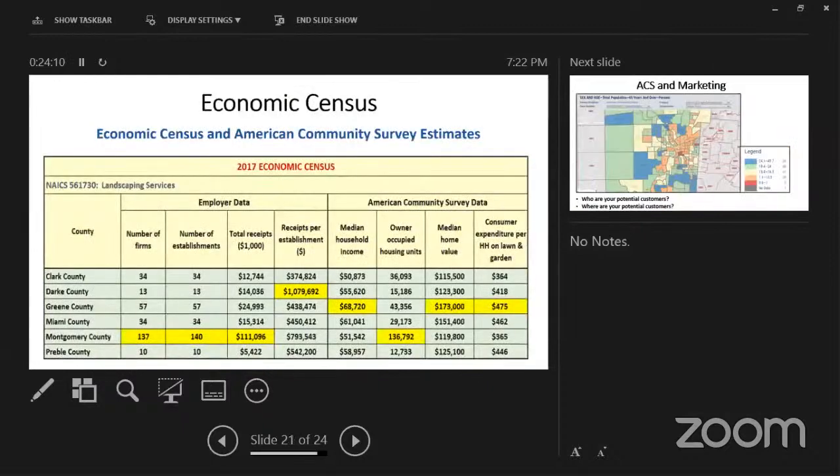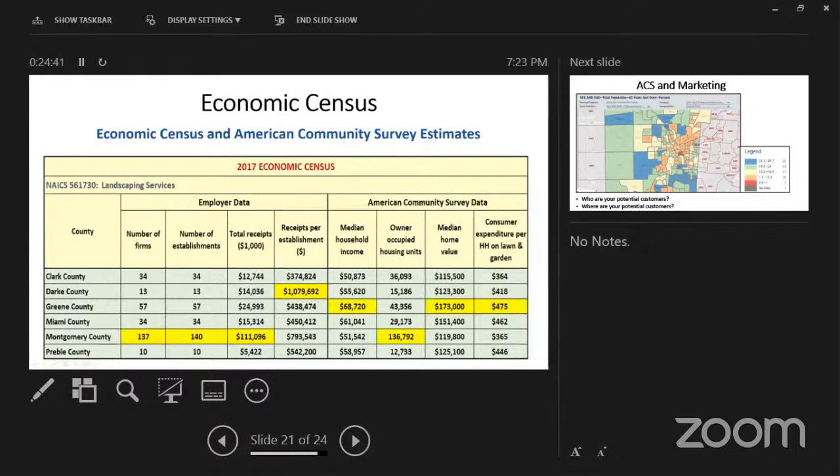So here, I wanted to show you that I'm taking the same economic census data that I showed you previously, and this time on the right-hand side, I'm combining it with the American Community Survey data. So you can see the landscaping businesses. It's the most in Montgomery at 137. They have the highest receipts. And again, dark's the highest receipts per establishment.